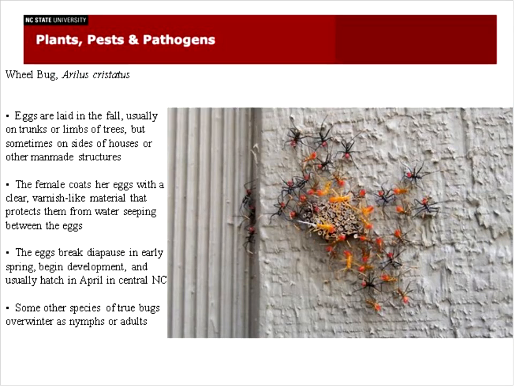Another species that overwinters in the egg stage is the wheel bug, and this is one of our largest species of assassin bugs here in North Carolina. Typically, the female will lay her eggs on bark of a tree, on the trunk, or on one of the larger limbs, but sometimes on the side of a building, as is the case here. And this is a really nice shot because it shows the young nymphs just as they're hatching.